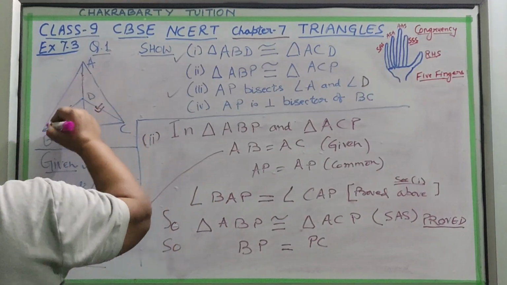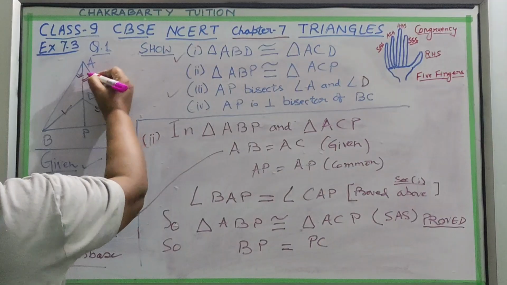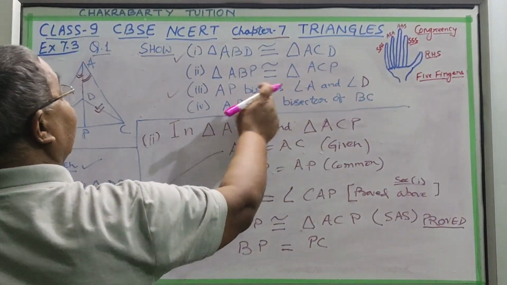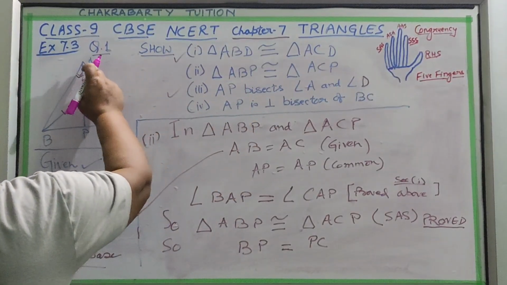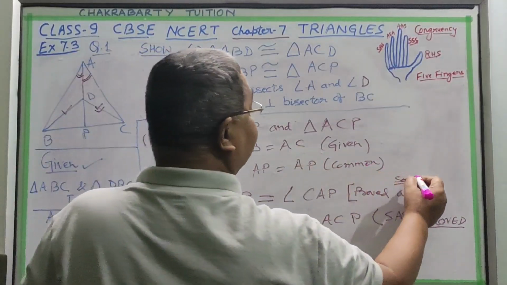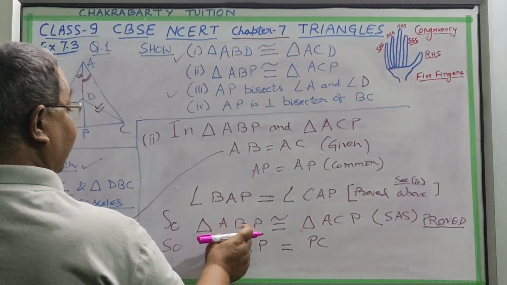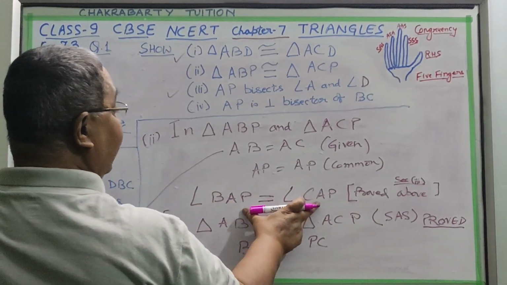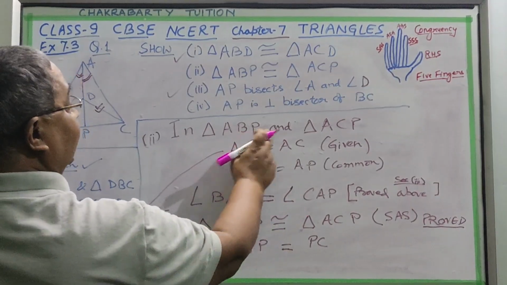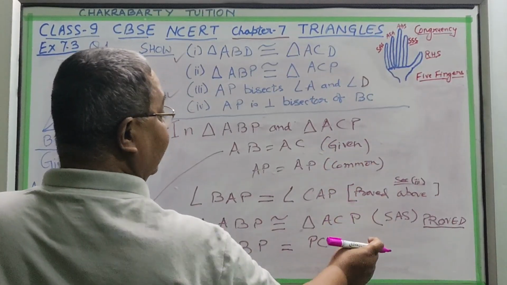Then angle BAD. What we have proved earlier, that both these triangles are equal and AD bisects angle A. Angle A is bisected by AD. That we have already proved in our third point. So angle BAD will be equal to angle CAD. So both the triangles will be congruent based on the side angle side basis.